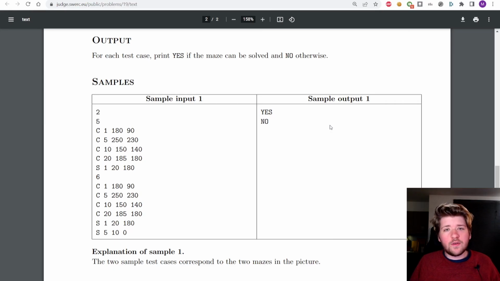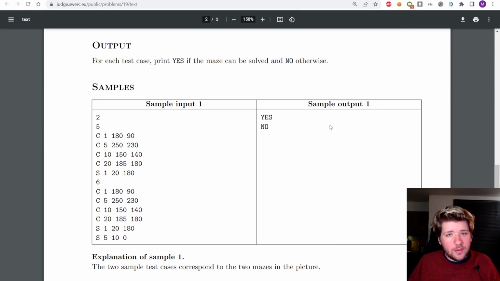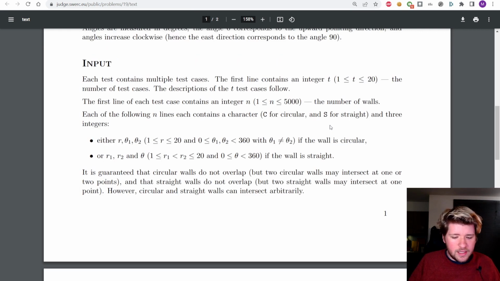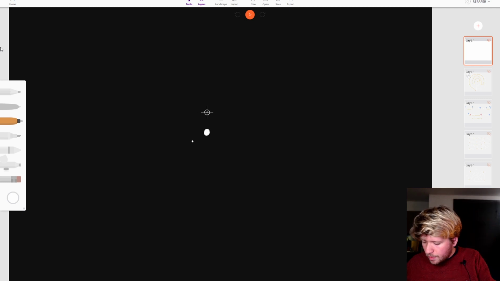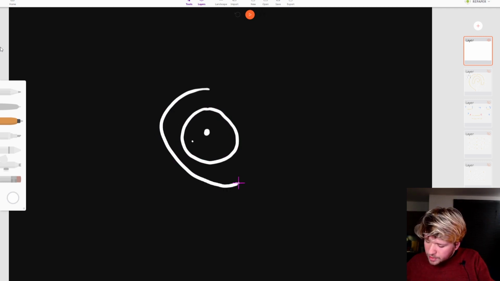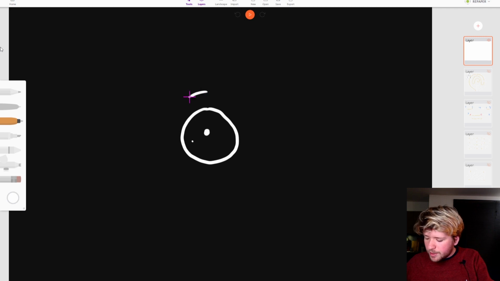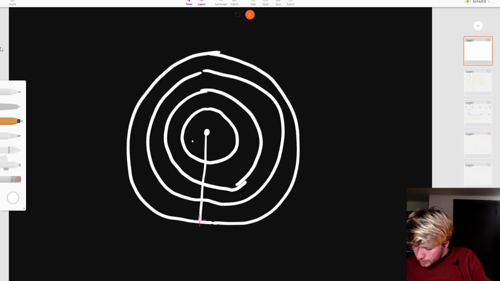So now, how do we solve this? There is one thing that will be extremely helpful. It's the constraints. Here we can see that the coordinates of each wall is an integer. So it means that, for example, there are only 360 different angles possible. And also the radius is an integer and it's between 1 and 20. This means that there are only 20 different possible values for the radius of a circular wall or a straight wall. What this means is that there's always going to be a limited number of possibilities for the positions of the walls and for the radius as well.